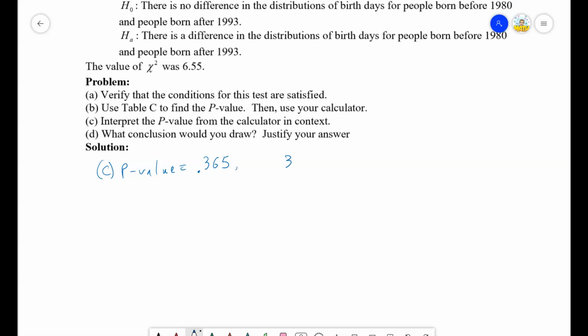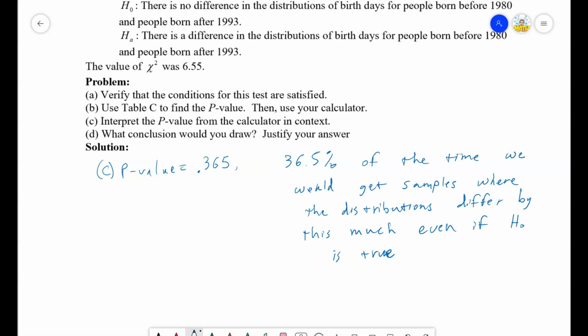This means that 36.5% of the time. So the p-value, again, still means the same thing that it's meant for several chapters now. It just means that it's the probability we would get a sample like this if the null hypothesis is true. It's not unusual to get a sample like this, these two samples, and compare them if the null hypothesis is true. So that means that we would fail to reject H0.